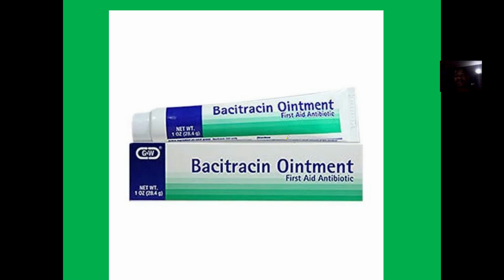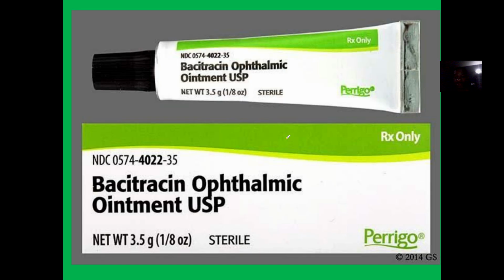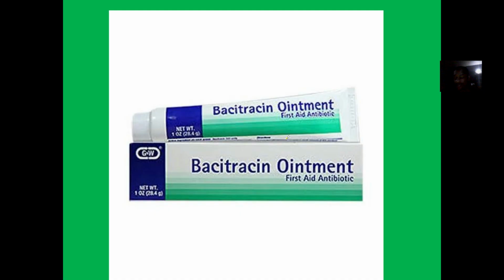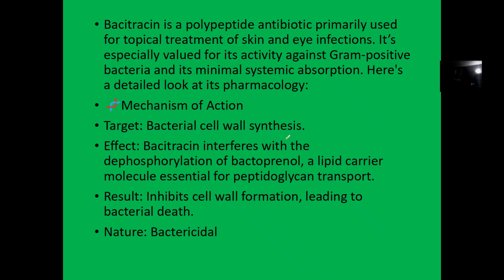Okay, to tell you that you also have the topical one. It's mainly topical. So for the pharmacology of bacitracin, we said that it's a polypeptide antibiotic. Okay, so it's primarily used in treating topical skin infections. When you see something is topical, the infection is just on the skin. So if you just rub it on the skin, it should be able to deal with the bacteria.